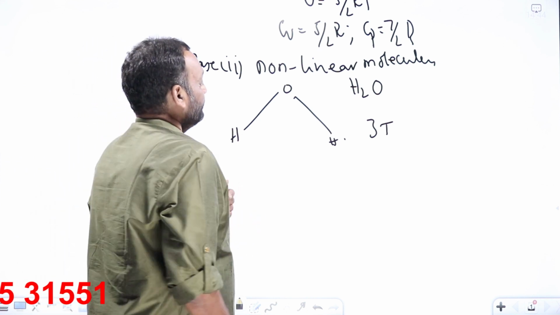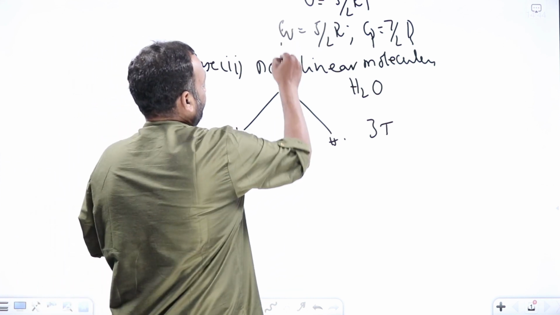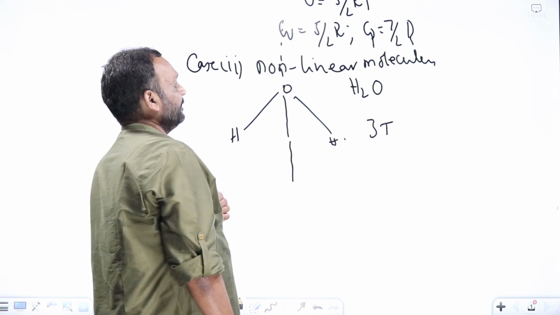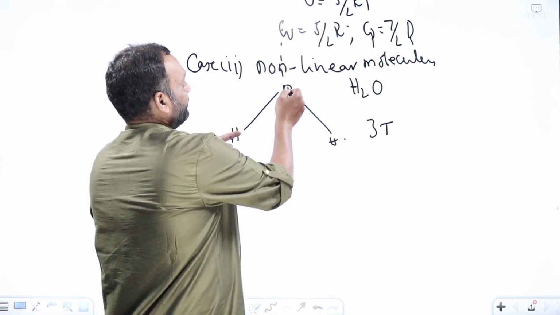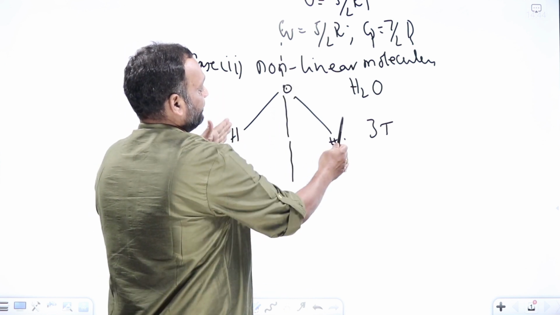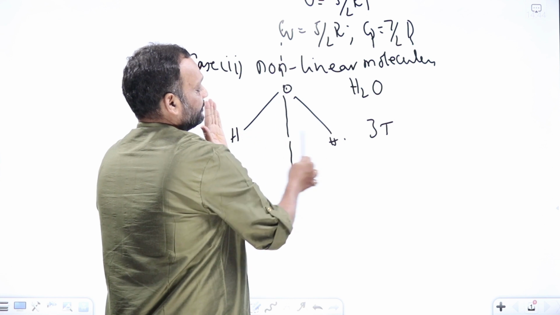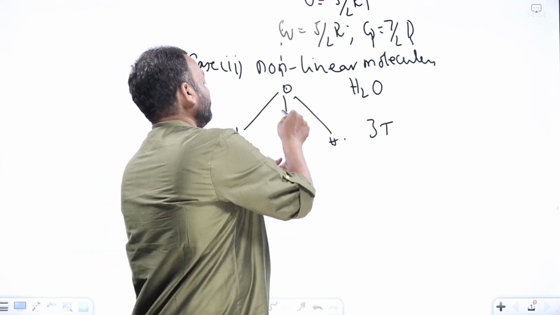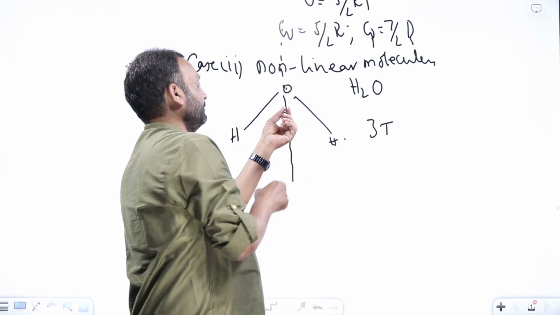Next one, I can make this molecule rotate about this axis. I can make this molecule rotate about this axis like this. The oxygen atom is on the axis, but the hydrogen atoms are at some distance. So I can make this molecule rotate like this. Or I can make this molecule rotate about its center of mass from here also.